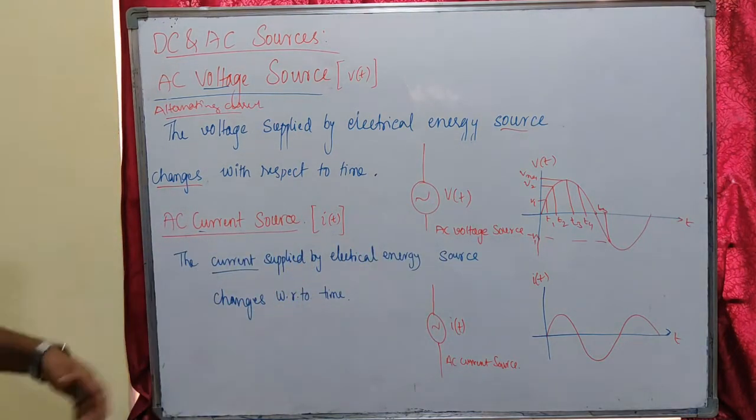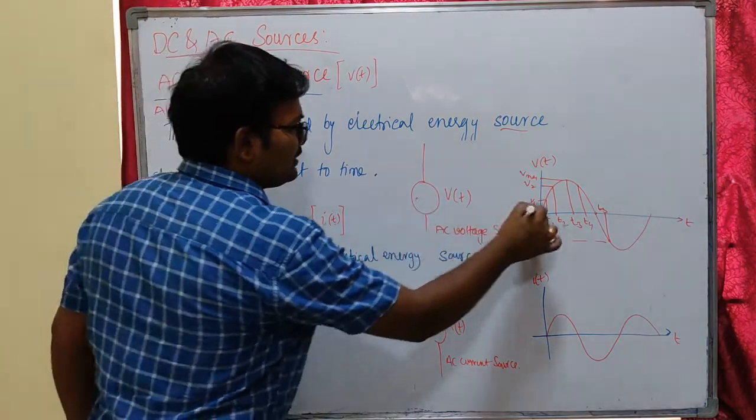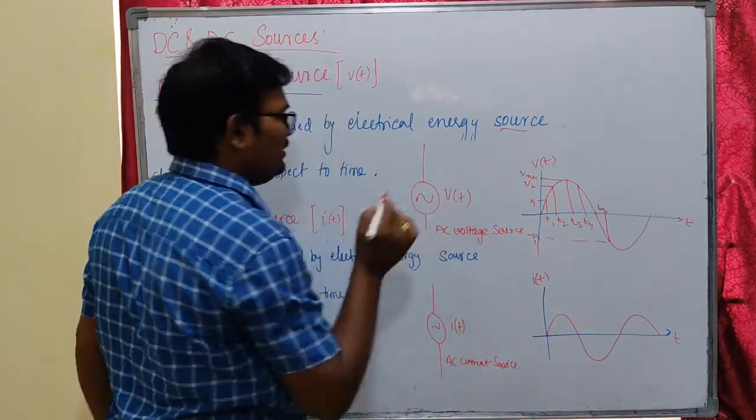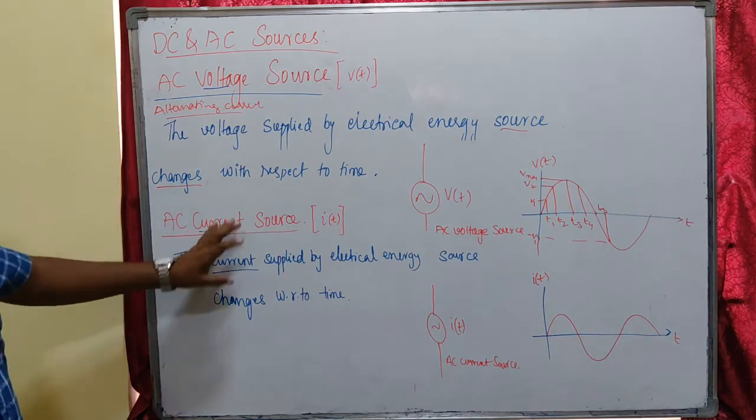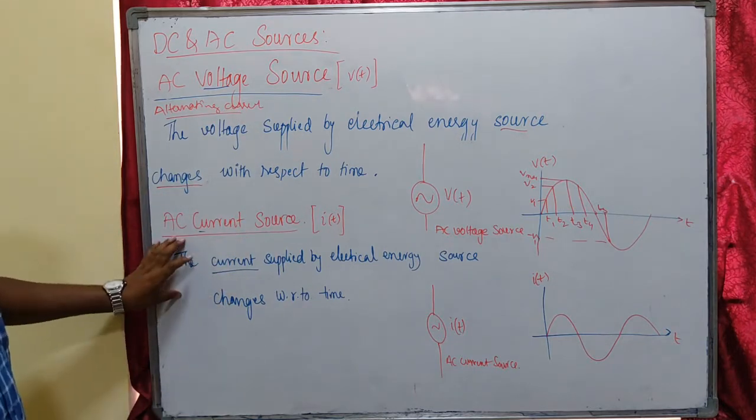Here this is nothing but a sinusoidal wave, that's why it is AC. The symbol is mentioned here. Let us see what is the AC current source. AC current source is also similar to AC voltage source, but here the parameter is current.